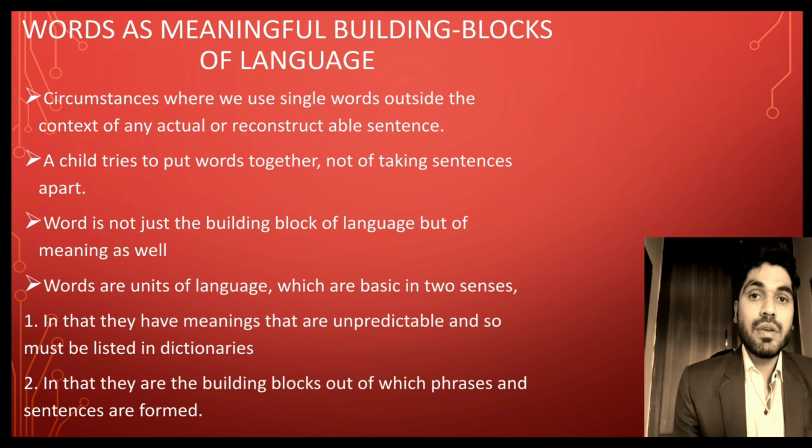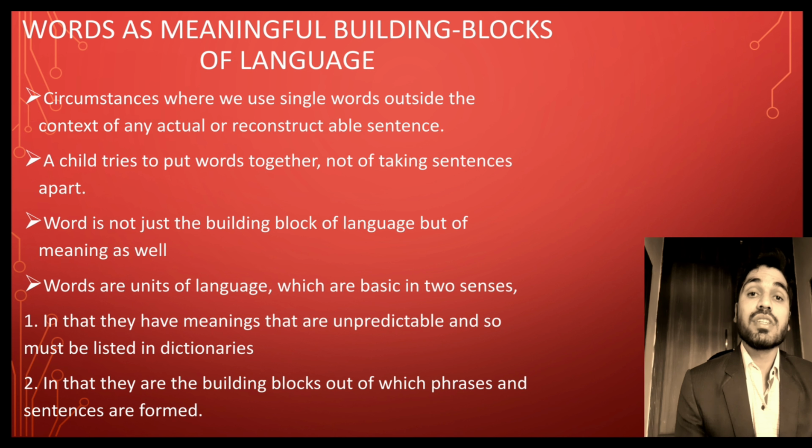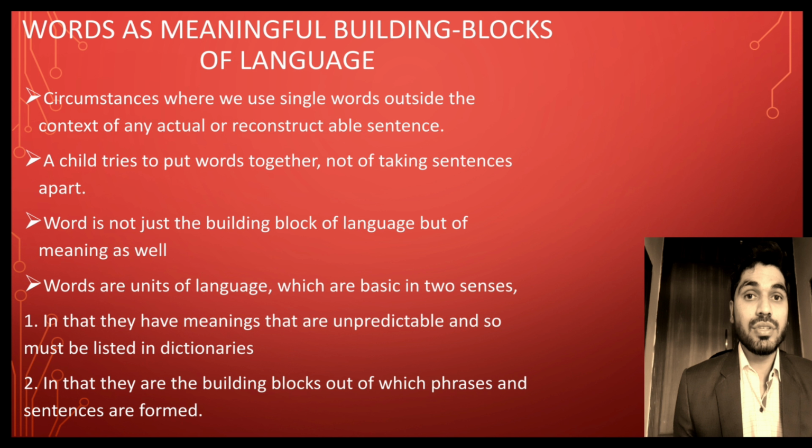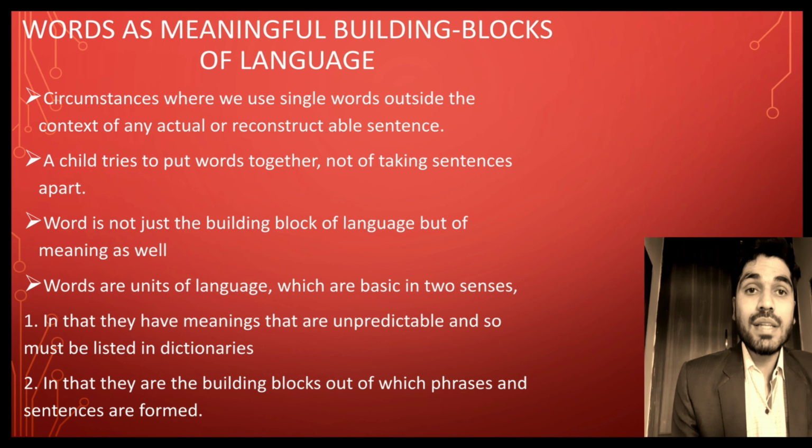When I'm eating something and I say water, or when I say light, camera, action, these are three different words, but together they have a complete sense, a complete idea. So बच्चा करता क्या है? बच्चा एक वर्ड से बोलना शुरू करता है, then it tries to develop different sensible sentences joining those words. Okay, fine. Word is not just the building block of language but of meaning as well.